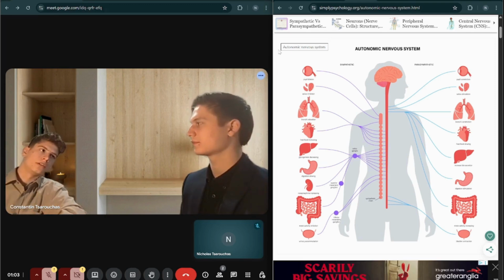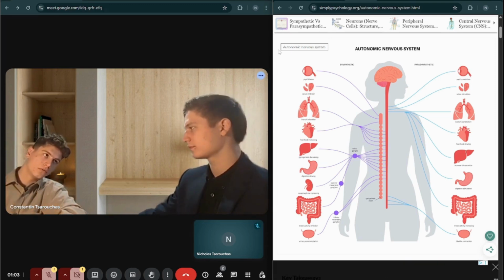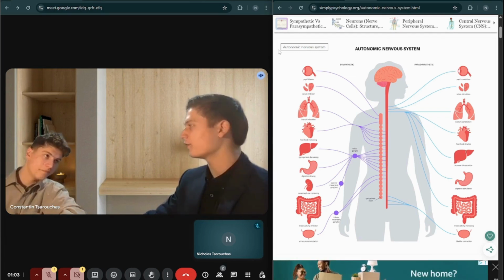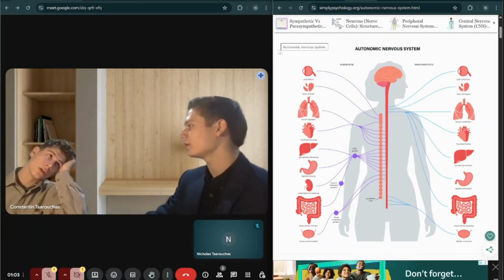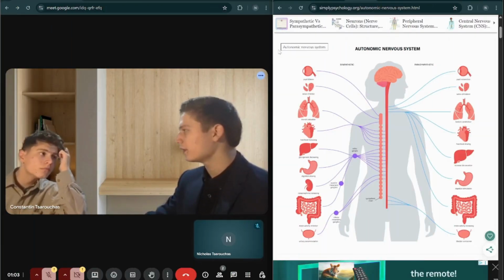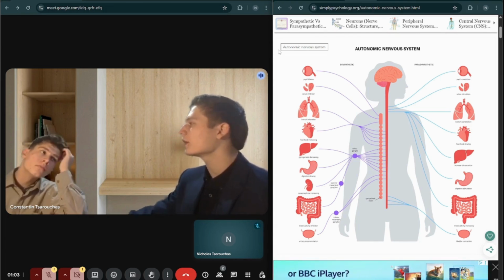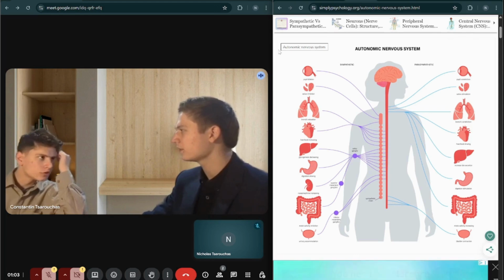Give a drug to affect the... You're giving a drug for hypertension. What are you trying to do? You're trying to dilate the blood vessel. Yes, that's one part of it. But what else are you trying to do also? Reduce the heart rate.